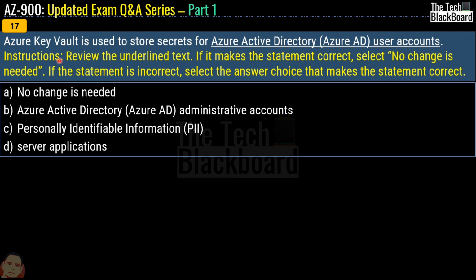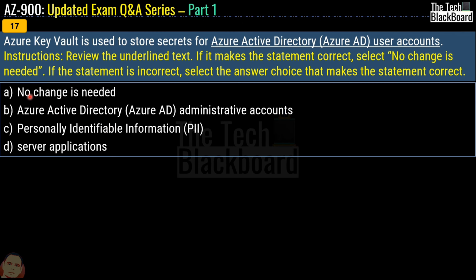Let's read the instruction of the question. Review the underlined text. You have to review this underlined text, and if it makes the statement correct, then you have to select no change is needed. So here you have to select no change is needed as an answer if this underlined text makes this entire statement correct. In case this underlined text makes this entire statement incorrect, then you have to choose the correct answer out of the other three options given. So I'm hopeful that you understood what exactly is to be done in this question. So let's see the options given.